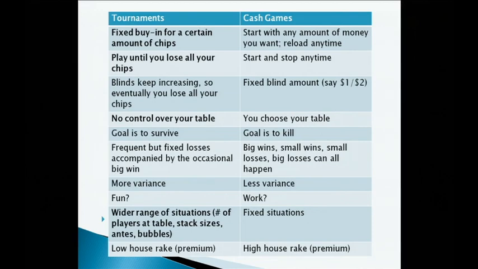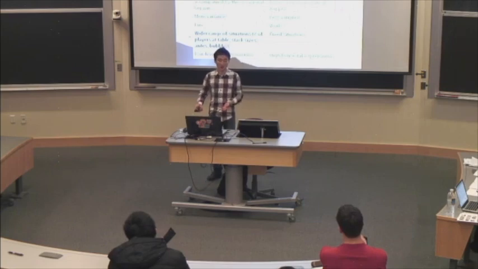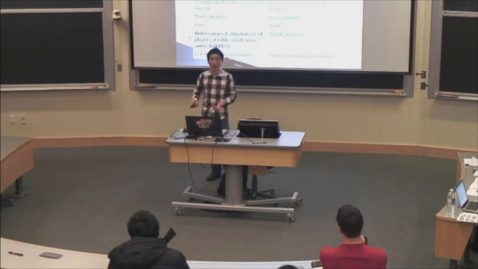Also, tournaments have a wider range of situations. In cash games, usually it'll be a fixed number of players at the table, and players will have a similar number of big blinds, because whenever you lose a bunch of big blinds, you can always just buy back in and get those big blinds back by putting more money on the table. Whereas in tournaments, we have to learn how to handle, I think, interesting mathematical situations where you have like one big blind. How do I play it optimally?